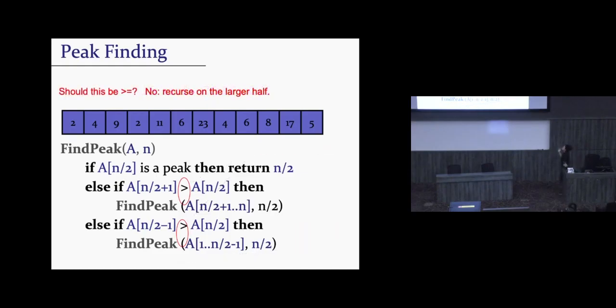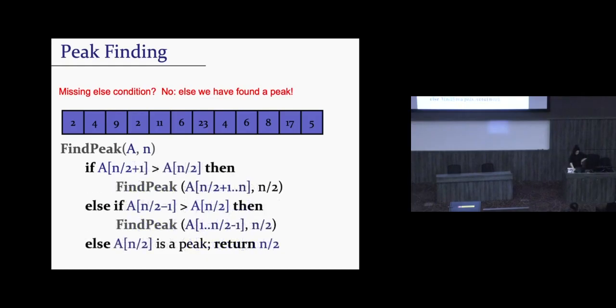So the answer to the first one is that no, it should still be strictly larger than, because we want to recurse on that half. And the missing else condition doesn't have to be there, because remember, the reason we skip past the first branch is definitely because we don't have a peak. So if we have a peak, the first condition holds, we definitely return. Otherwise, definitely one of these other two conditions works, okay?